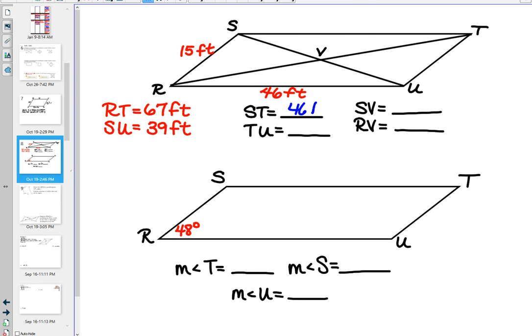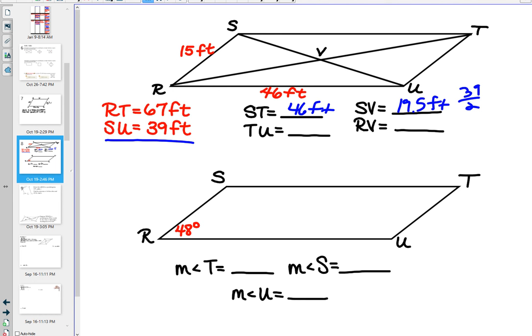This is 46. And then SV is the same as VU, but they don't tell us anywhere here where VU is. But I do see that SU is 39 feet. From S all the way to U is 39. So are there any ideas as to how I could find SV? Divided by 2. SV is going to be 39 divided by 2, which is 19.5. Normally, I like to shy away from decimals, except in the instance when it pertains to measurements. This is a measurement because it has a unit, measuring feet.